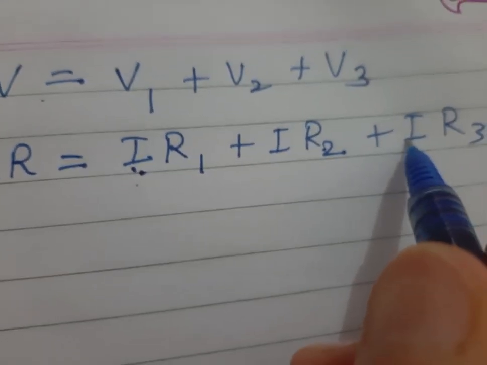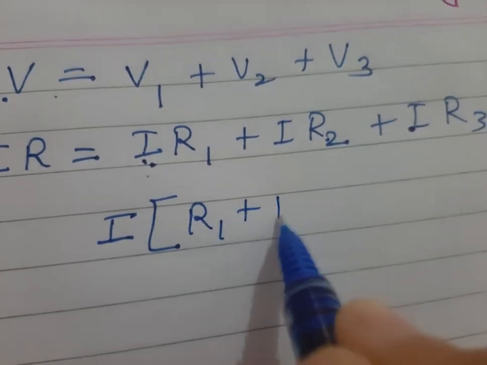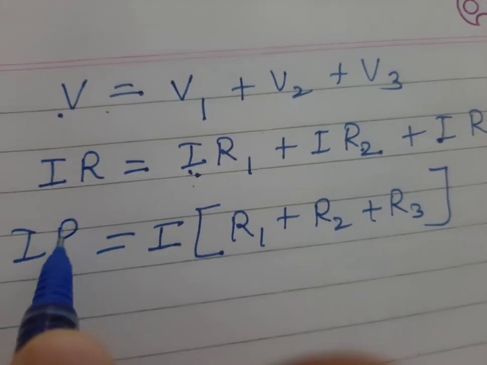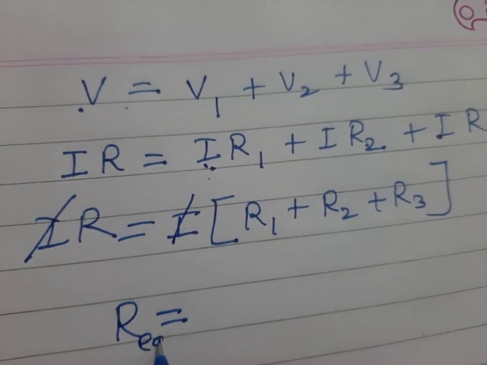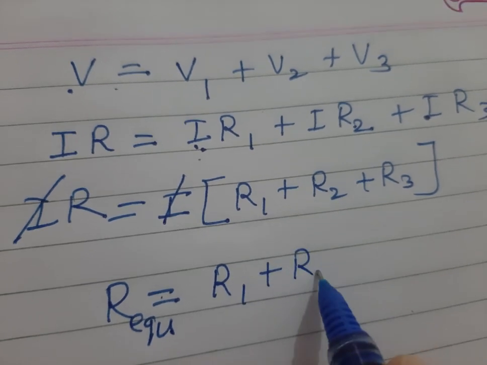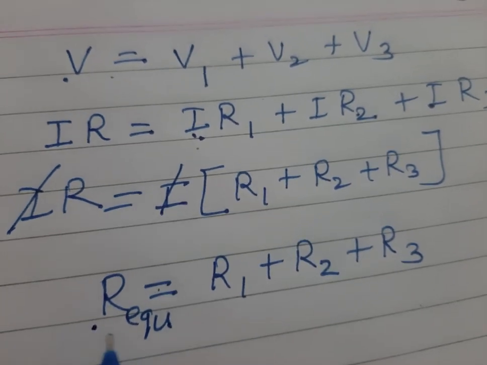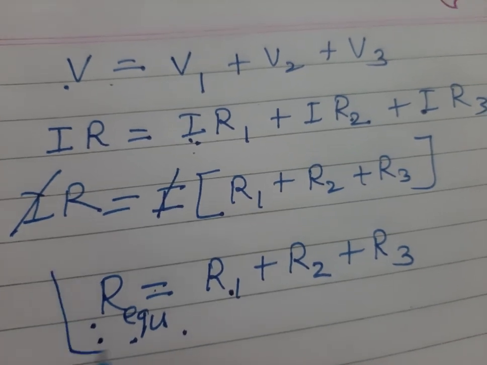Now you can see, children, here I is the same, here and here I is the same, so we will take I common, and it is I times R1 plus R2 plus R3, which is equal to IR. This I and I cancel, so the total resistance, meaning equivalent resistance, for a series combination will be equal to the sum of individual resistances, and equivalent resistance is always more than individual resistance in case of a series combination.